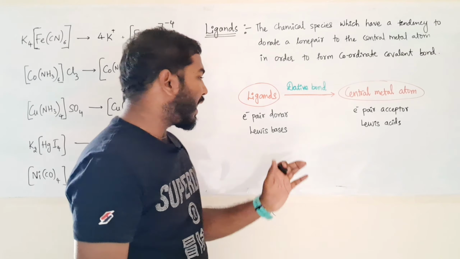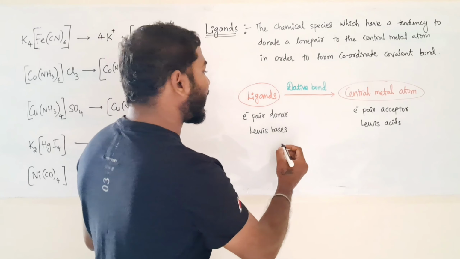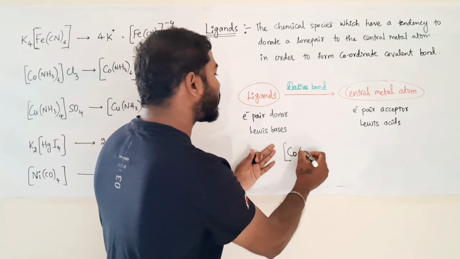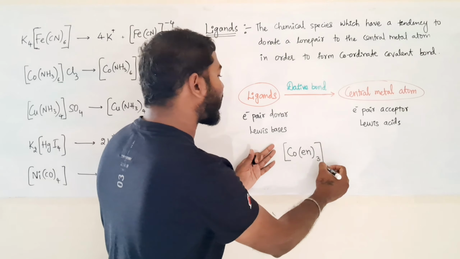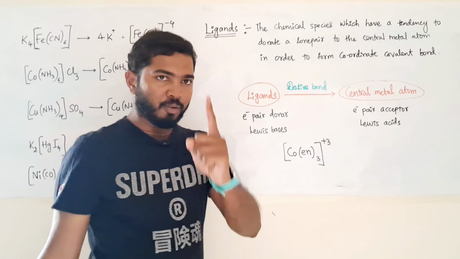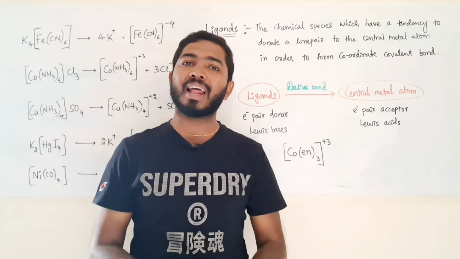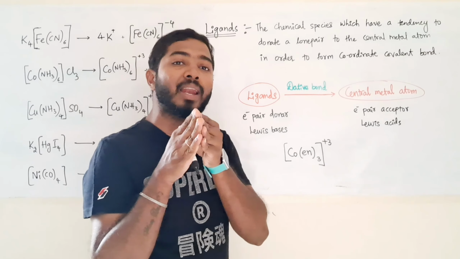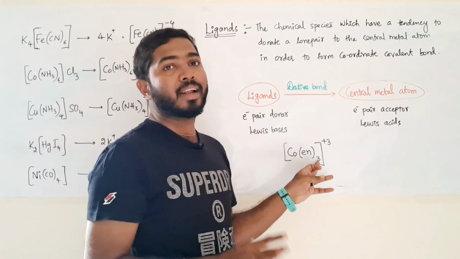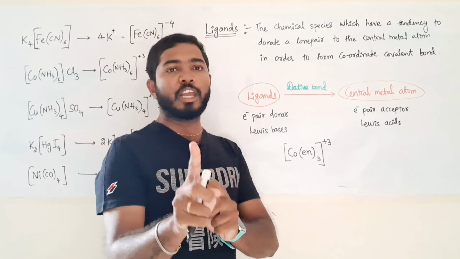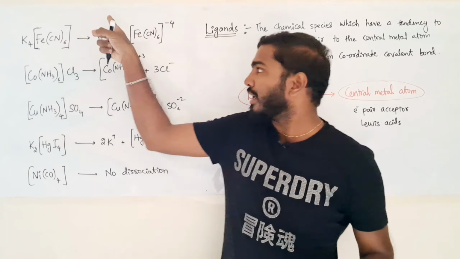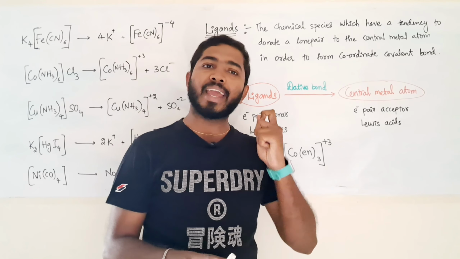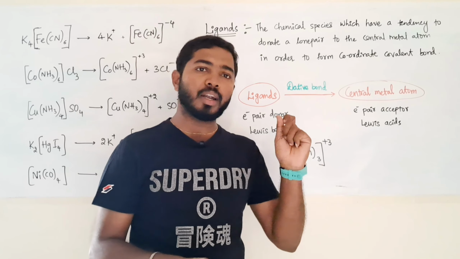Hope it is clear. Now if I ask you what is the coordination number of [Co(en)3]3+? First my question is, what is the central metal atom in this? Cobalt. And how many ligands are there? 3 ligands you can see, all of the same type, en. As of now we didn't come across such a ligand, en. Actually the ligand en is nothing but ethylene diamine.